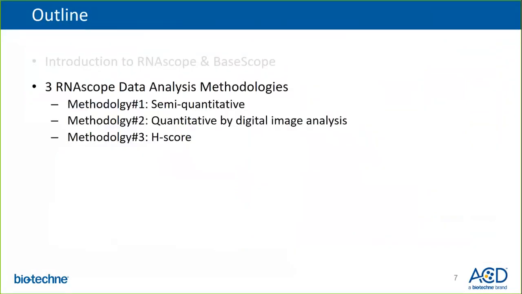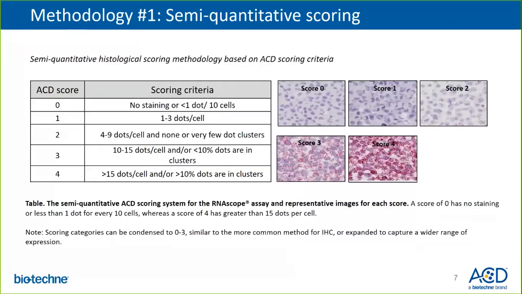Next, I'm going to give you a brief overview about how we usually analyze our assay images. So the first method, which is semi-quantitative, shown in this slide, where the number of dots per cell is measured or estimated, and based on this ACD table shown, a score can be assigned to each image.